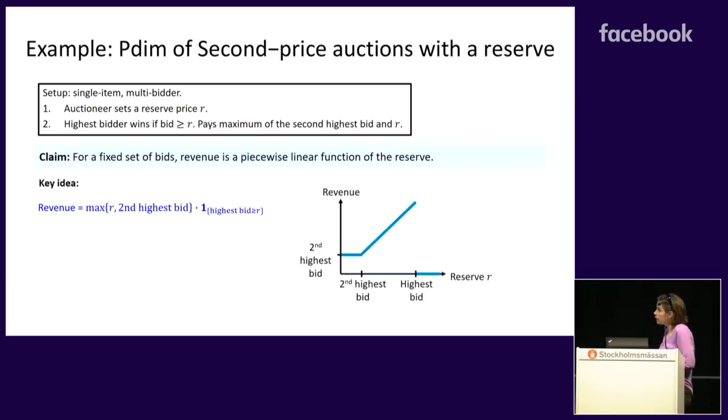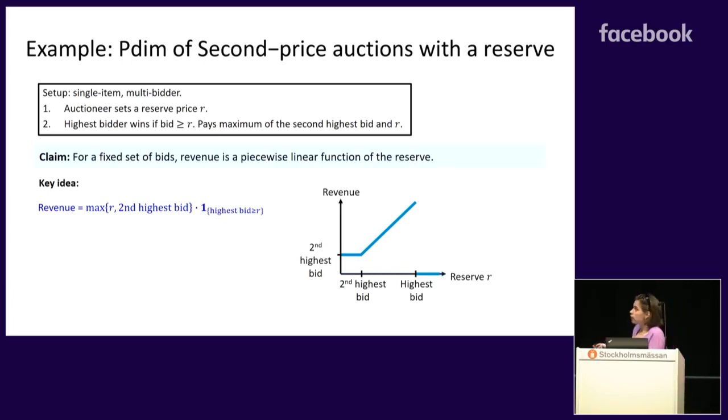And one of the key claims for showing that is the following. It's a useful lemma: if we fix a set of bids, so how much each buyer is willing to pay for the item, and then imagine varying the reserve price, we can draw a revenue curve. The claim is that this revenue curve is piecewise linear with three pieces. And here is quickly why.